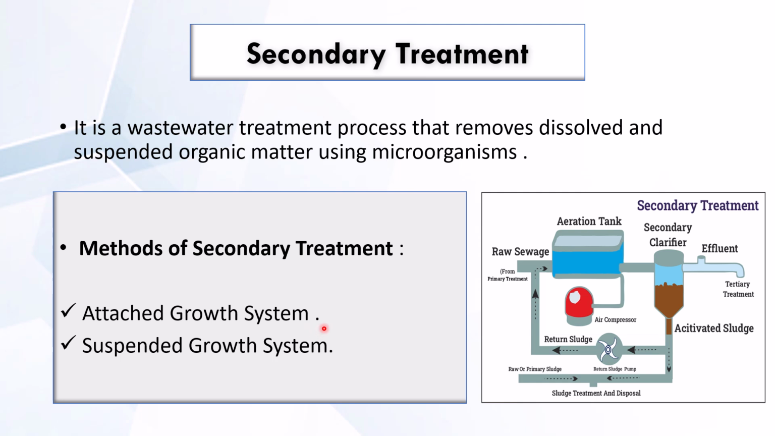The first is the attached growth system and the second is the suspended growth system. In the attached growth system, the biomass is attached to the media. Basically, media is a platform of rocks or plastics where the bacteria grow, and after that the wastewater is passed through this media and the clarification happens. An example of this is the trickling filter.